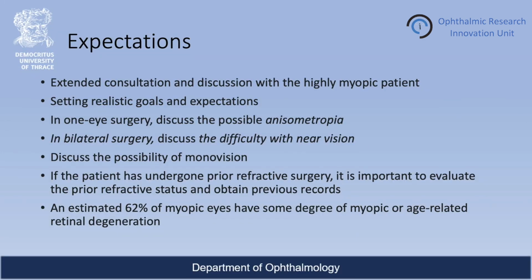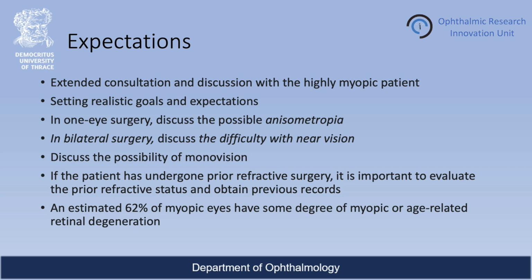A significant aspect to consider is managing the expectations of these patients. We need to have an extended consultation and discussion with our patients, setting realistic goals for those with high myopia. For example, if only one eye is undergoing surgery, we must discuss the possibility of anisometropia and the potential problems that may occur after surgery. In cases of bilateral surgery, we should inform patients about possible difficulties with near vision, which could lead to dissatisfaction and unhappy myopic patients. The option of monovision should also be discussed with these patients.